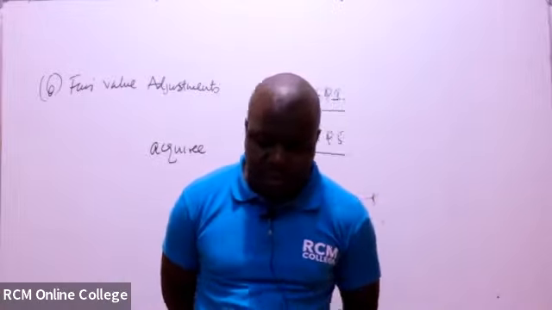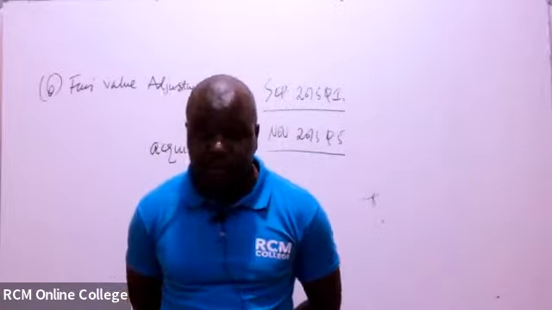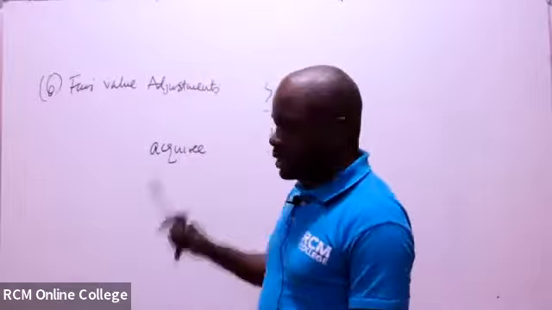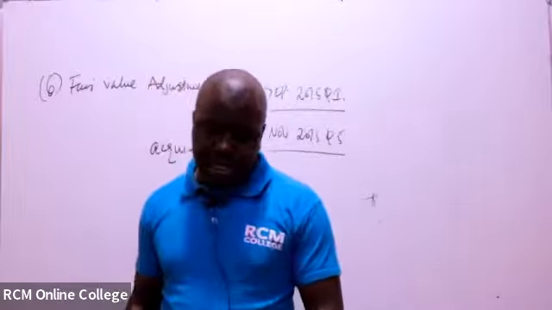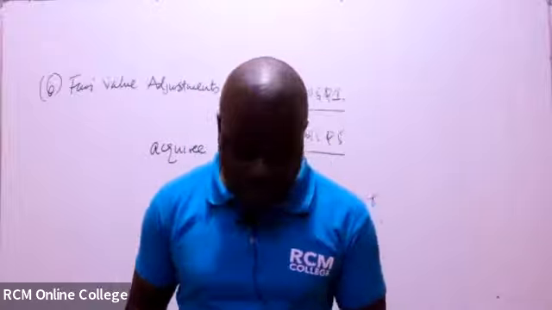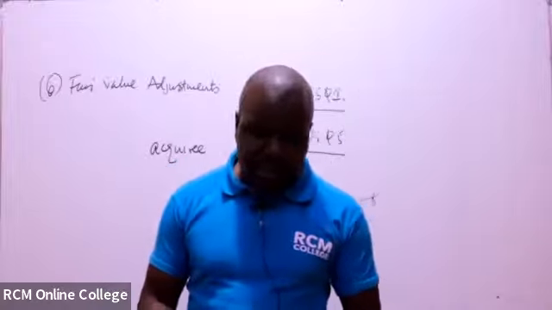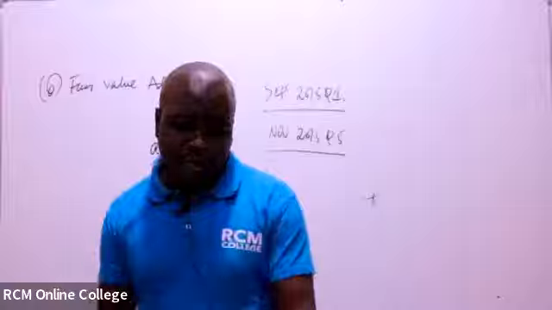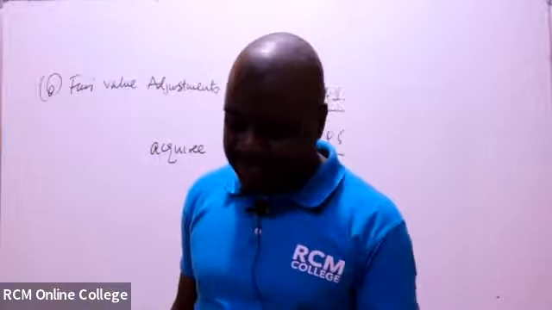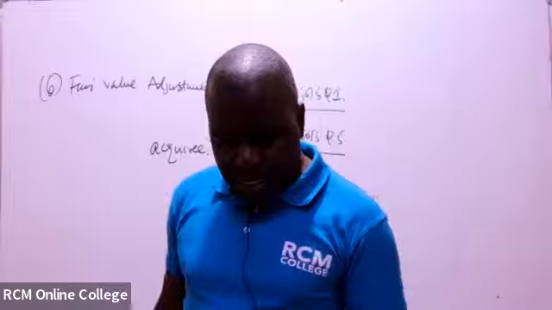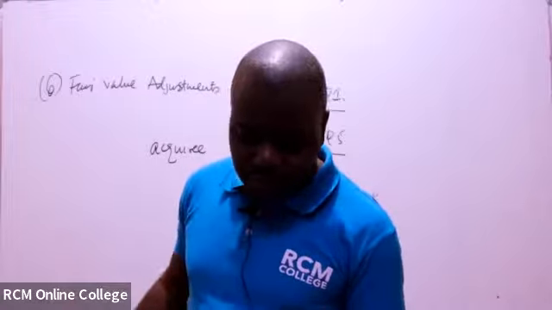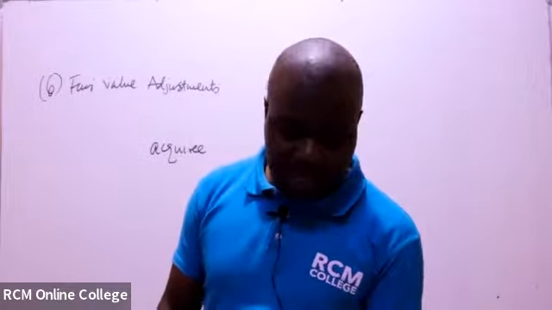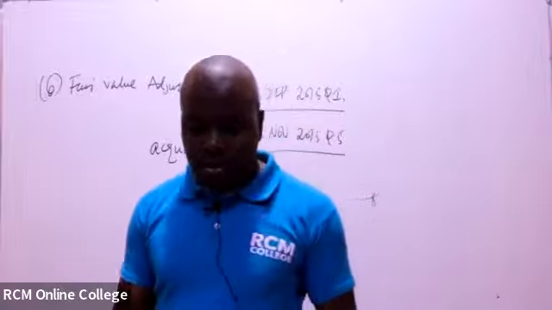IFRS 3 requires the identifiable assets and liabilities of the acquiree, the company being acquired, to be measured initially by the acquirer, the one acquiring, at their fair value at the date of what? At the acquisition date. So that's what we said there. The things we've discussed here, when you do the questions, you'll see how we squarely deal with them.